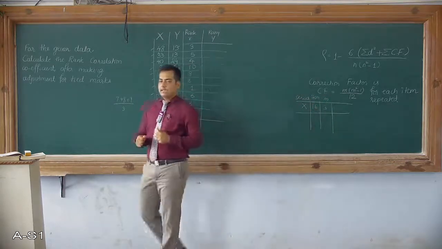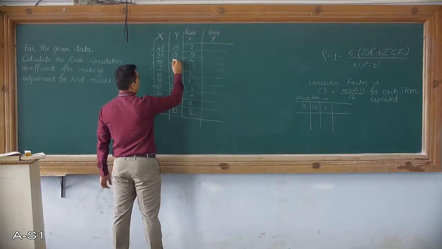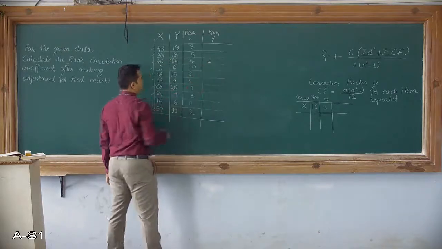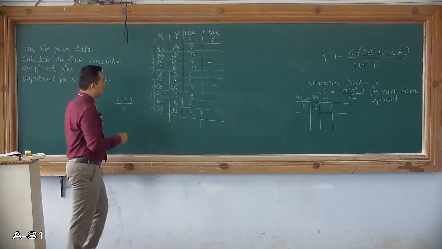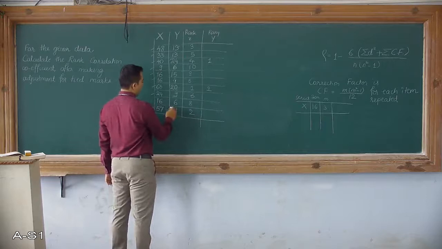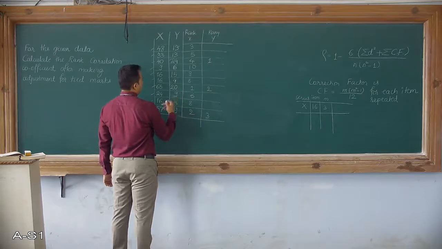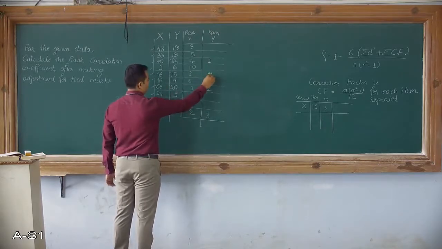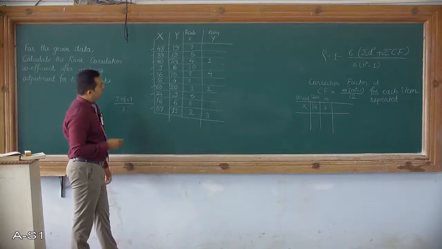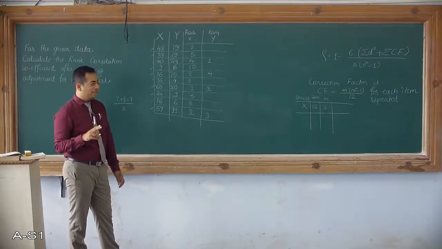Okay, now we'll calculate the ranks for the Y series. So in the Y series, this 24 is at rank 1, then 20 at rank 2, then we'll have 19 as rank 3, then 15 would be rank 4. Alright, then after 15 we have 13. Did I miss any? Okay, we have 13, and it is there twice.